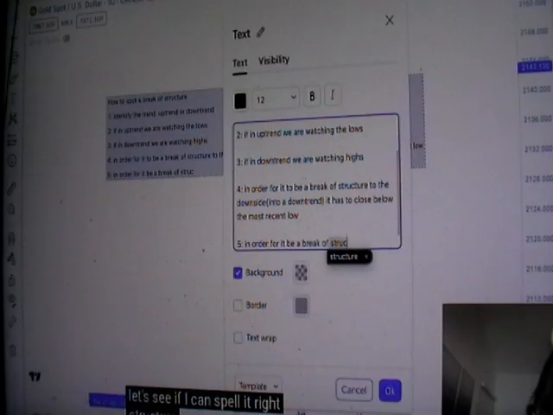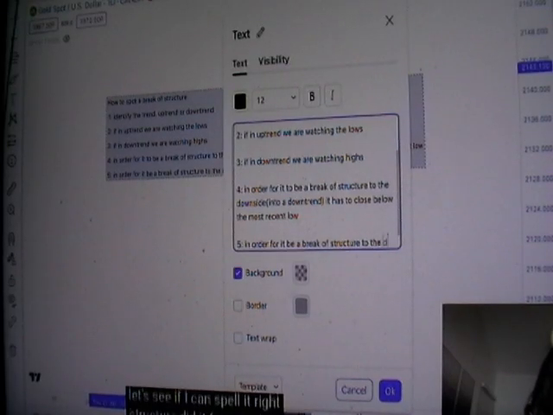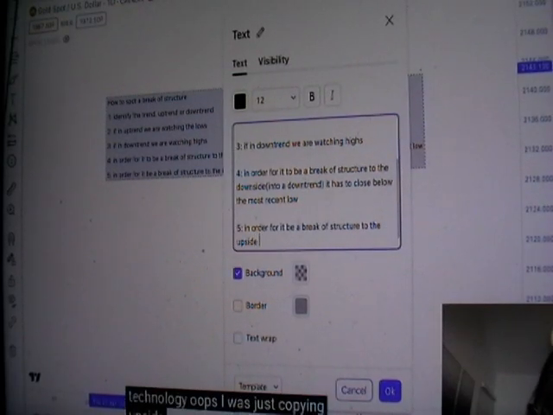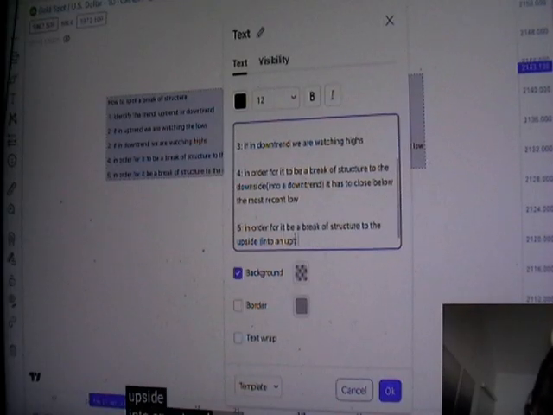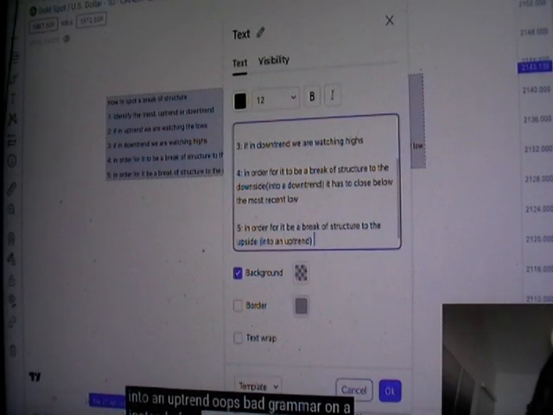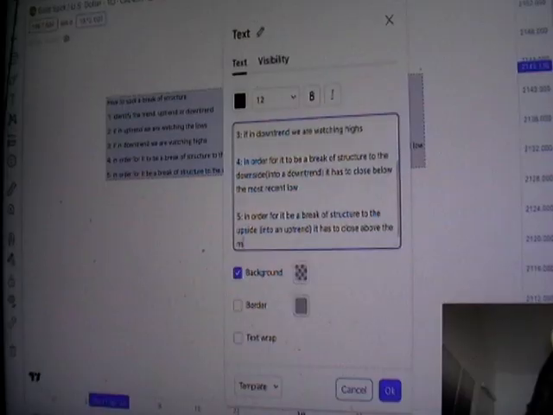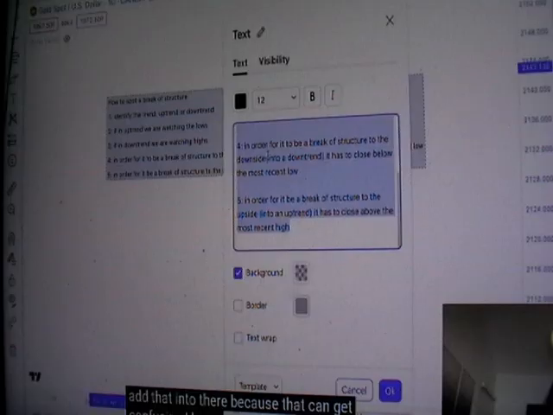Let's see if I can spell it right. Structure. Did it for me. I love technology. I was just copying. Upside into an uptrend. Bad grammar, a instead of an.